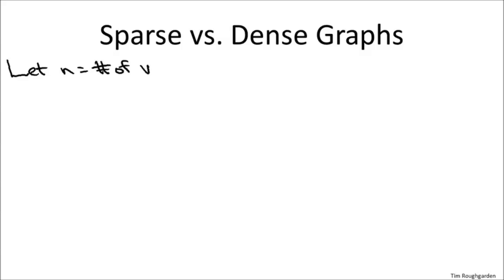N is the number of vertices of the graph under discussion. M is the number of edges. This is quite standard notation. Please get used to it and use it yourself. If you reverse these, you will confuse a lot of people who have familiarity with graph algorithms and data structures.